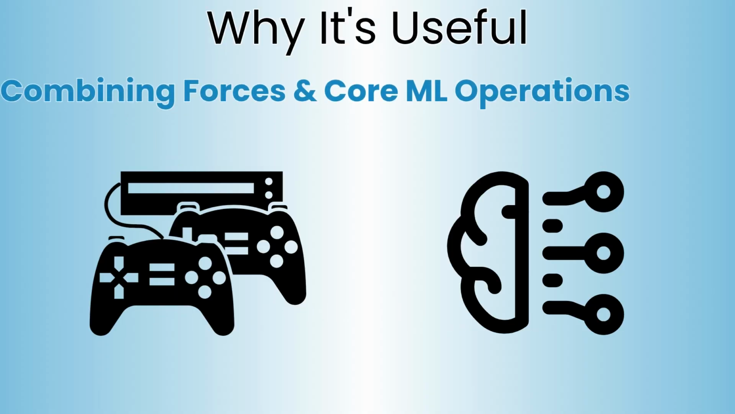So, why is this useful? In things like game development or physics, you use vector addition to combine forces, like your character's movement and the force of the wind. In machine learning, it's a core operation used everywhere.